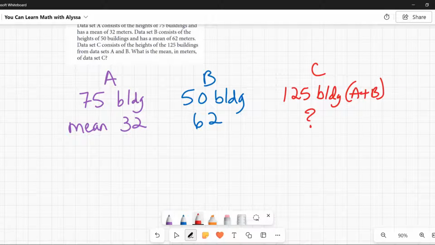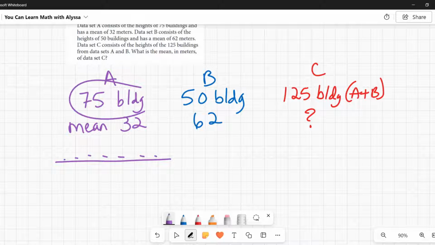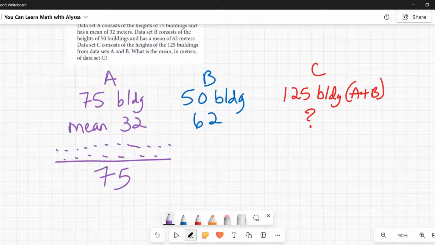Well, if we find a mean of a set of numbers of a data set, we add all those numbers together, then we divide by how many numbers we added. So there's 75 buildings, so that means they added up the heights of all those 75 buildings, and then they divided by 75, and that gave them the mean.